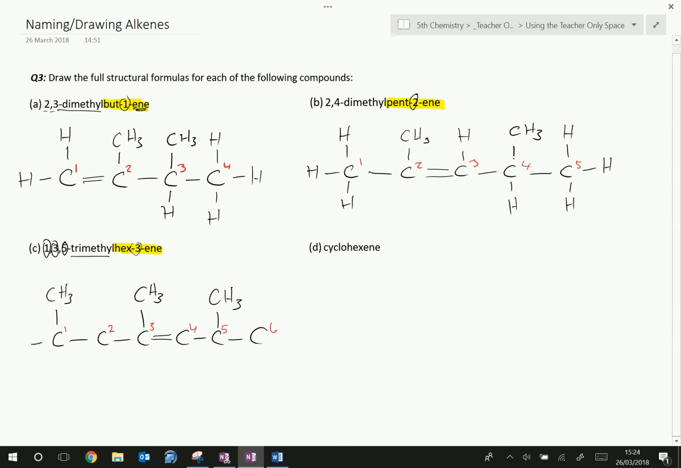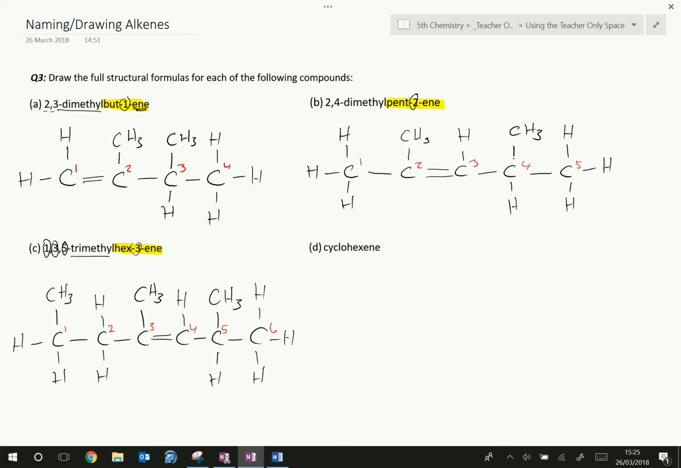I can fill in hydrogens, just to ensure that every carbon, again, has 4 bonds each. This carbon 3 already has 4 bonds. Carbon 4 already has 3 bonds, so we only need to add one more. Carbon 5 needs 1, and carbon 6 needs 3. So that's my full structural formula for 1,3,5-trimethyl-hex-3-ene. On to the last one.